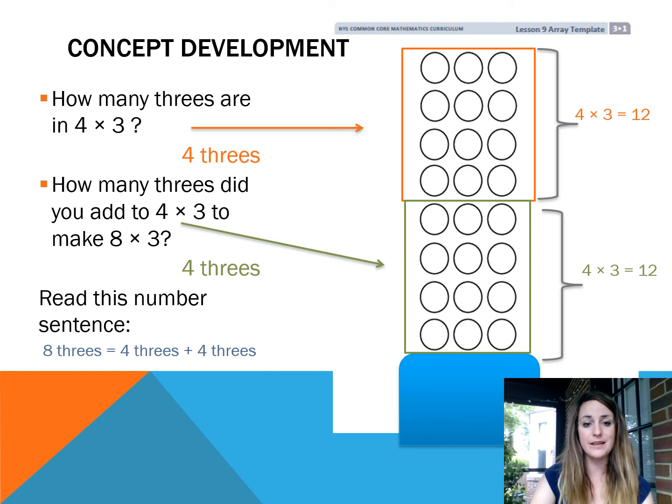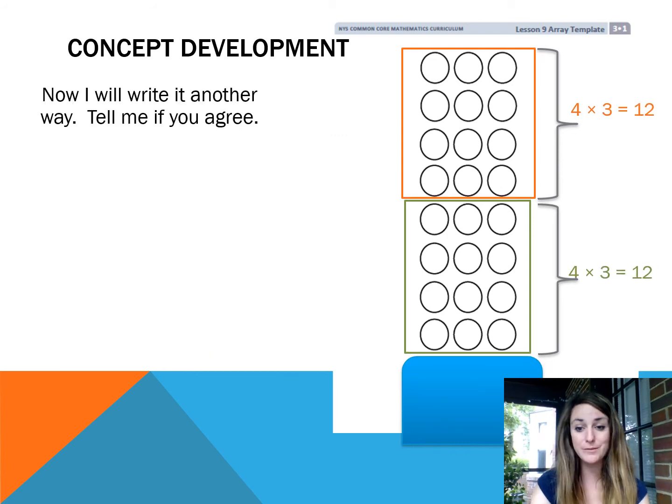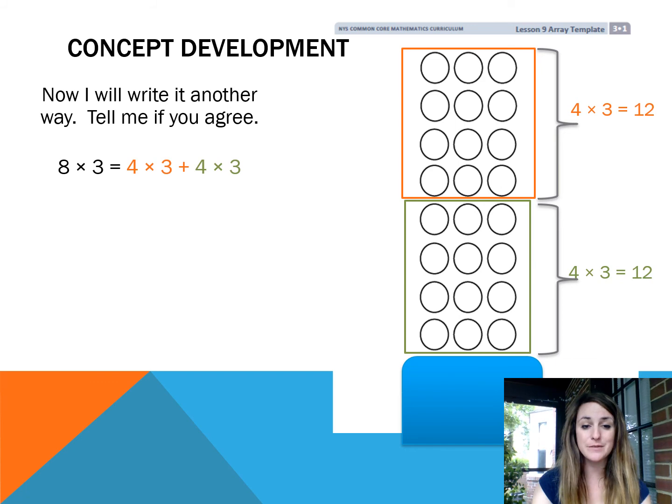Let's read this number sentence. 8 threes equals 4 threes plus 4 threes. Now I will write it another way. Tell me if you agree. 8 times 3 equals 4 times 3 plus 4 times 3.